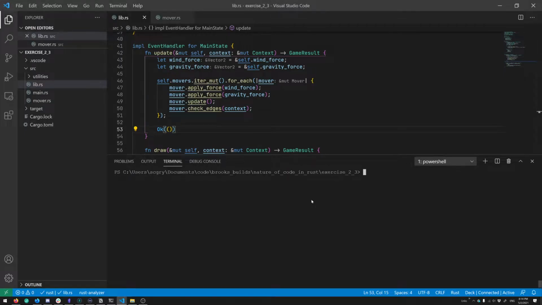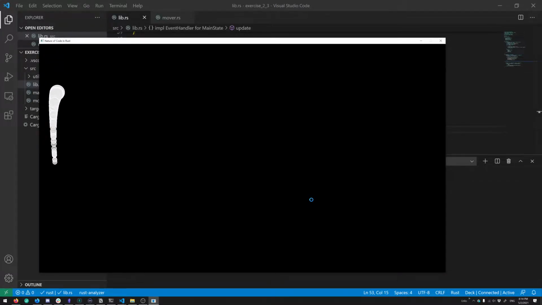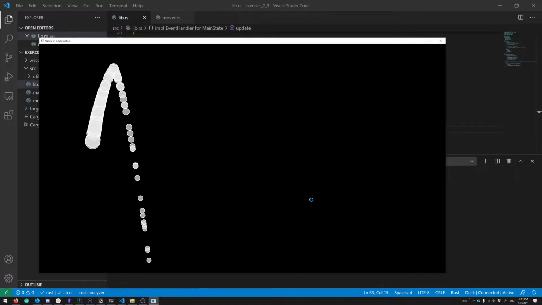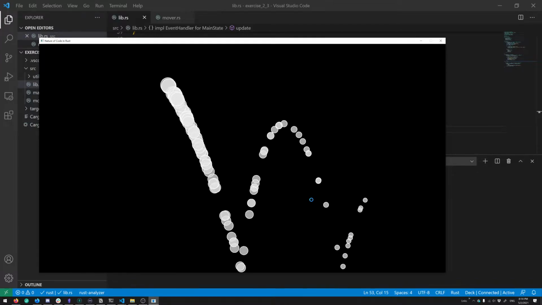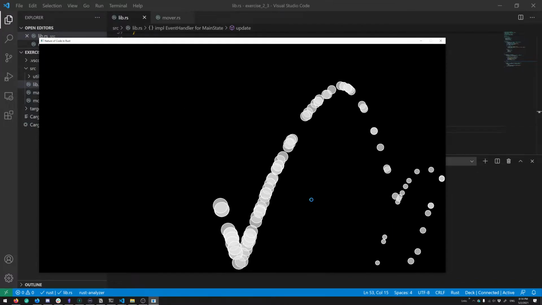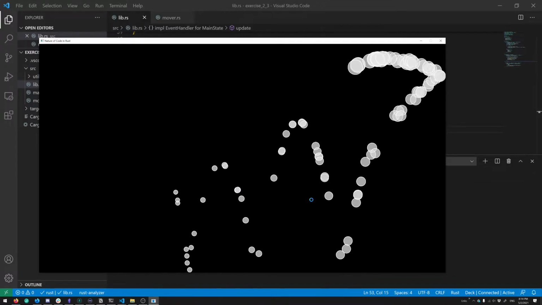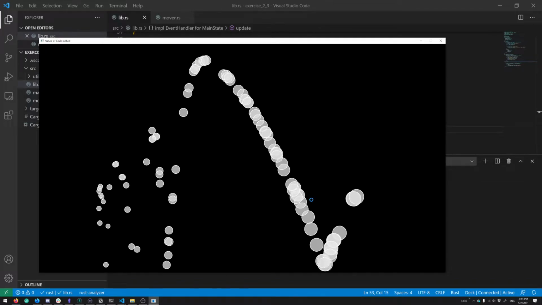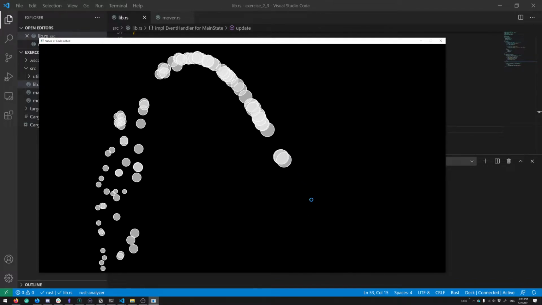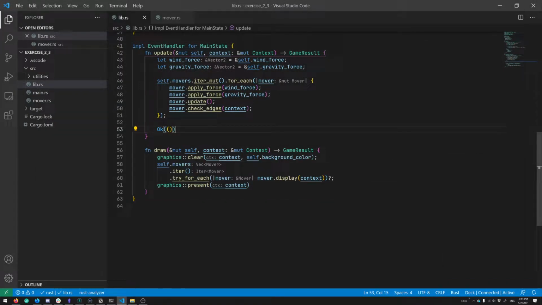So let's take a look at what we have here. If we run this exercise, this is a copy of the last example. We have our balls with the different masses with a steady wind applied to them, and they're all moving to the right, and then they bounce off the end wall. So this exercise is to replace that bouncing off the end wall with some kind of force that's going to push them backwards. Let's see what that might end up looking like.